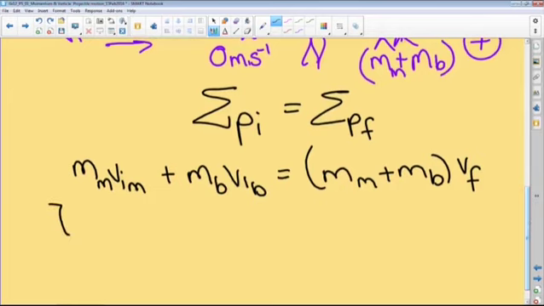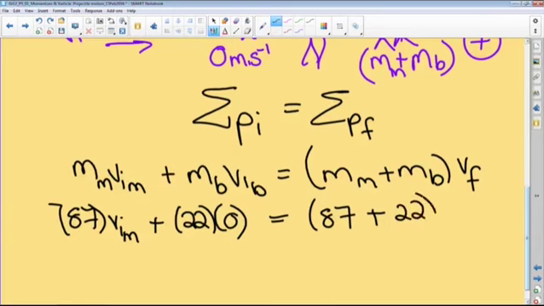So the man was, what, 87 kilograms? We don't know his initial velocity. The boy is 22, but he's not moving. Afterwards, it's 87 plus 22, and it's going at 2,4. We've done the signs. This would be 1, 2, 3, 4 marks, maybe 3, maybe 4 marks, depending on the examiner. Now it's a maths issue.